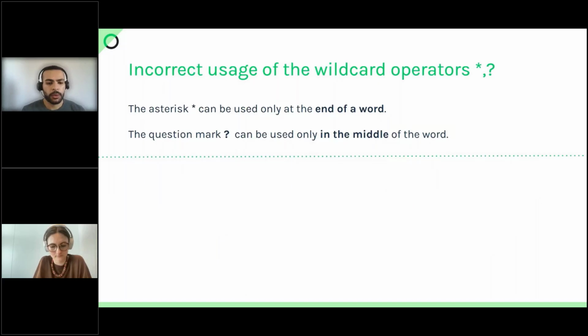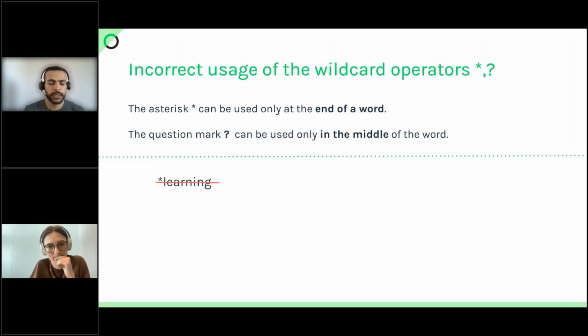Now let's talk about the wildcard operators. For a quick recap, the asterisk can be used only at the end of a word, and the question mark can be used only in the middle of a word. Here we have a few examples. The first example is incorrect because we can't place the asterisk at the beginning of a word. This keyword, for example, will not return search results such as e-learning or micro learning. It will not be recognized by the tool.